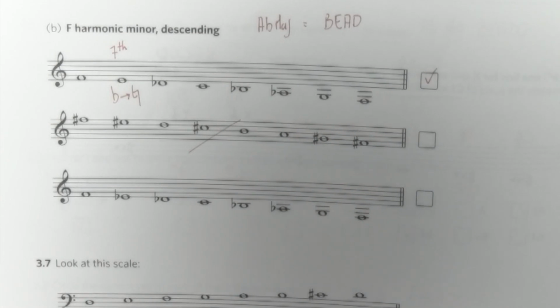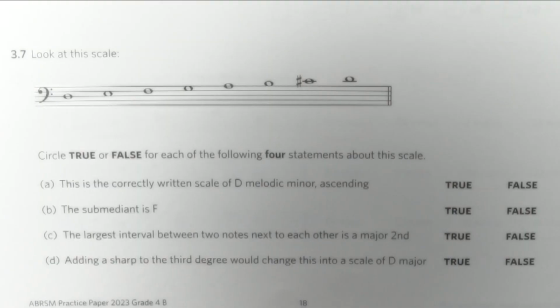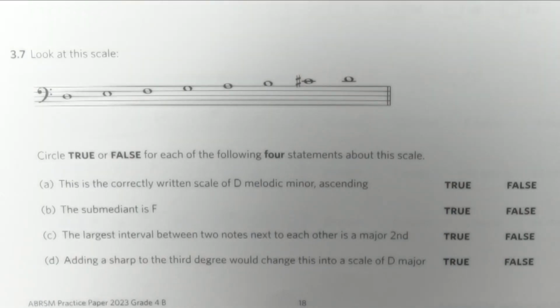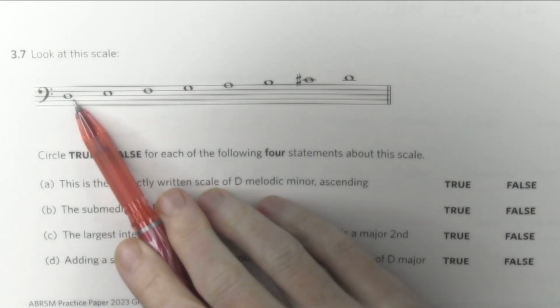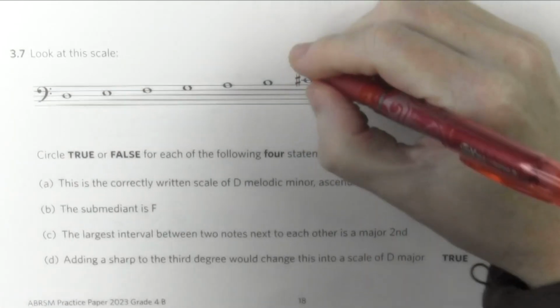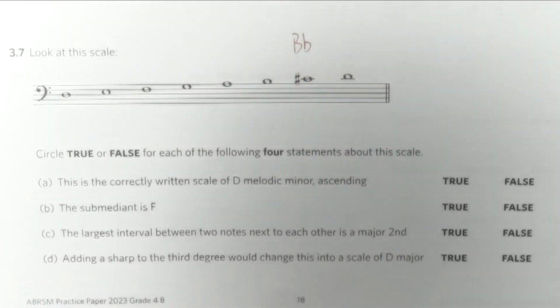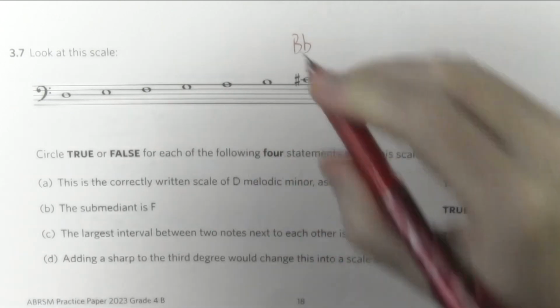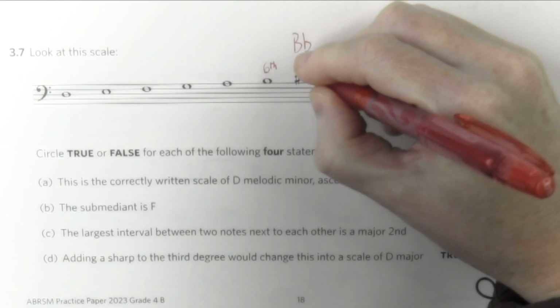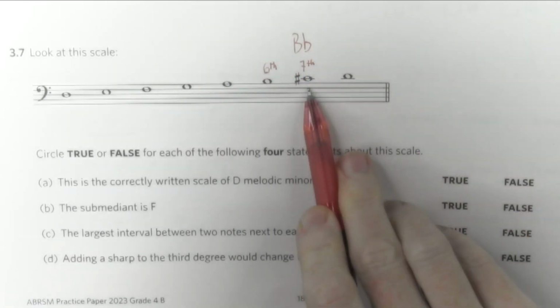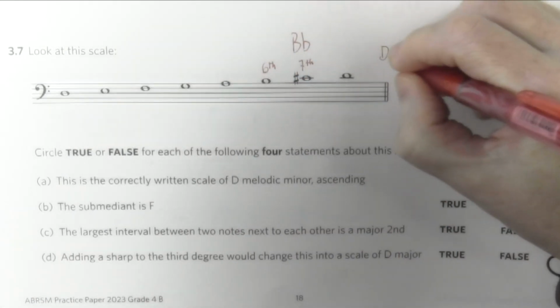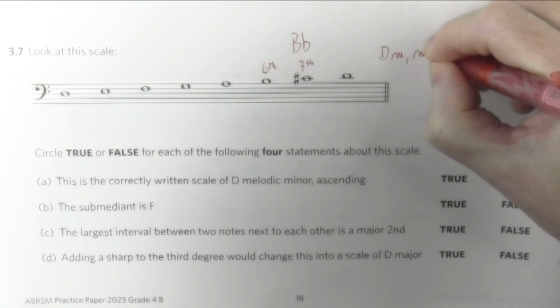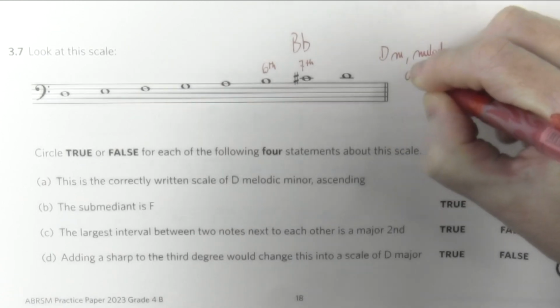I hope this was useful. Question 7. In this question, we need to tick true or false for each of the statements. This scale is D minor, which is the relative minor of F major, and F major has 1 flat, B flat. However, here there's no B flat. And this means that the 6th and 7th degrees have been raised because we have the sharp here. So this is D minor, melodic, ascending.